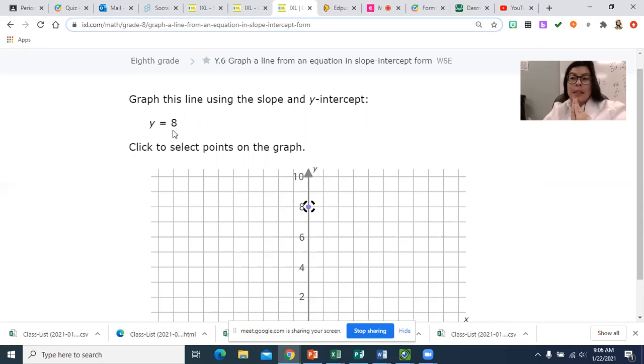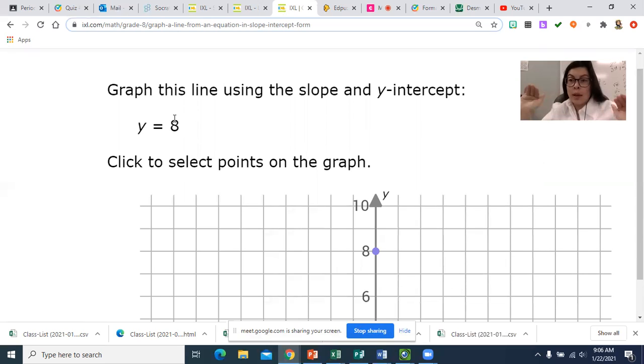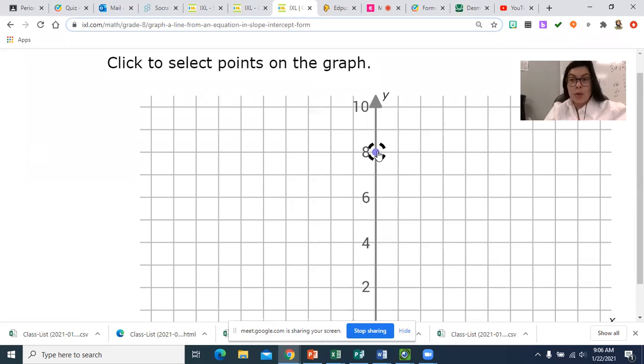Now, what about my slope, the number in front of x? Do you see an x there? There is no x. So that means how many x's do you have? 0 x's. You don't have any x's. So your slope is 0. So that means it's going to be 0 over 1. So you go 0 up, 0 down. You don't go up, you don't go down, but you go 1 to the right.